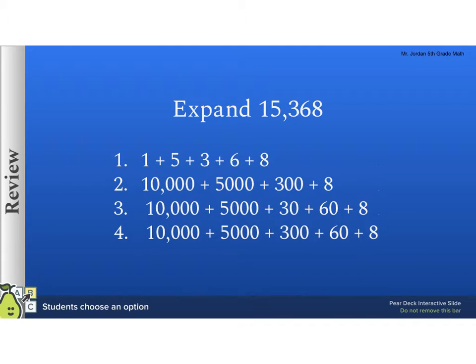So for our expanded form, I'm making the numbers larger. We have 15,368. It's not 1, 5, 3, 6, 8. It's 10,000 plus 5,000 plus 368. This is really just about being careful about finding the correct numbers.